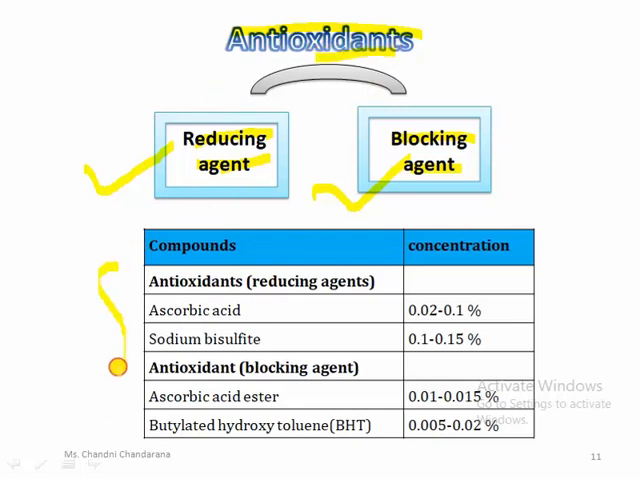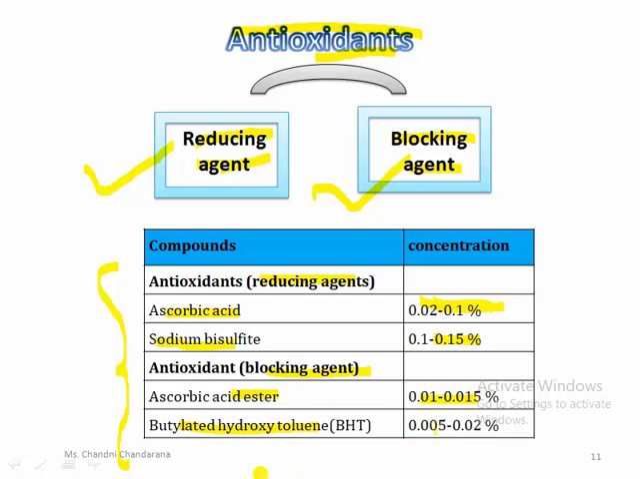These are examples of antioxidants as reducing agents: ascorbic acid, or sodium bisulfite, which can be used in this concentration range. And next are the blocking agents, for example ascorbic acid ester as well as butylated hydroxytoluene. We can use these in this concentration.